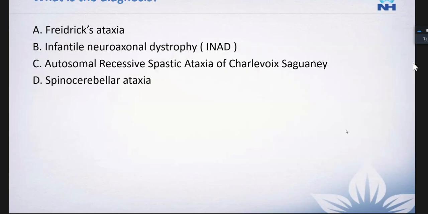So what is the diagnosis in this case? Am I dealing with Friedreich's ataxia, or INAD, or some sort of autosomal recessive spastic ataxia of Charlevoix-Saguenay, or is it spinocerebellar ataxia? Anybody wants to answer?